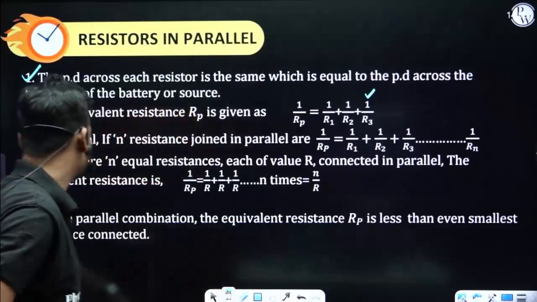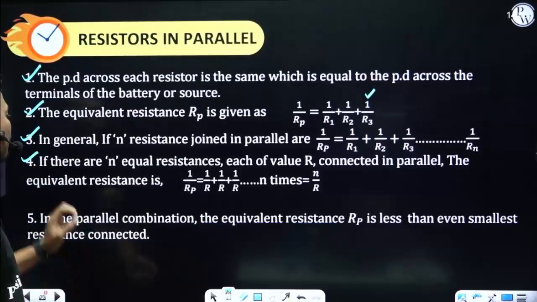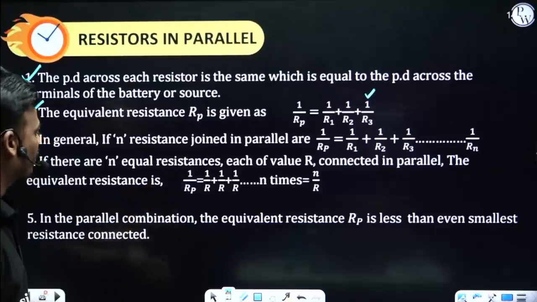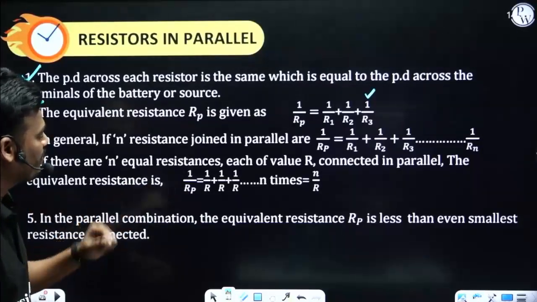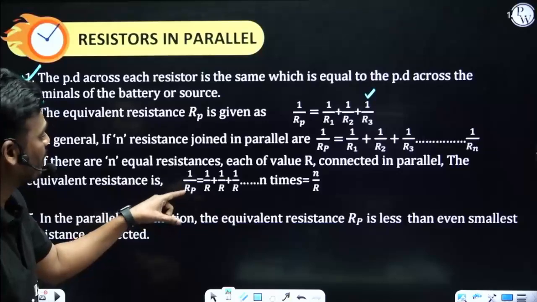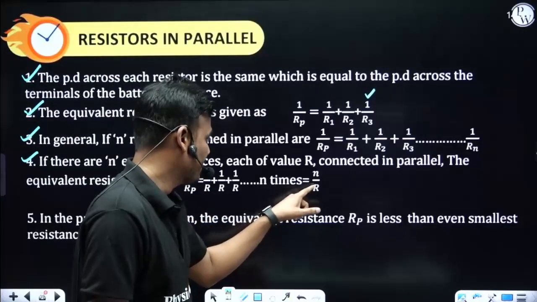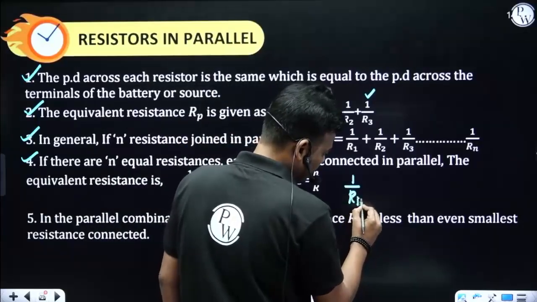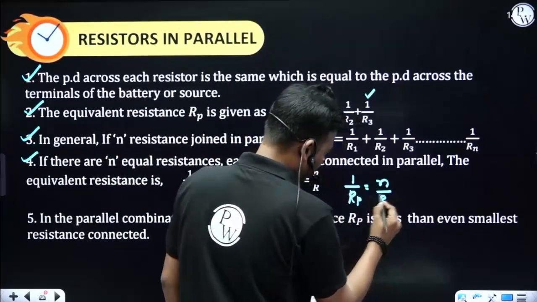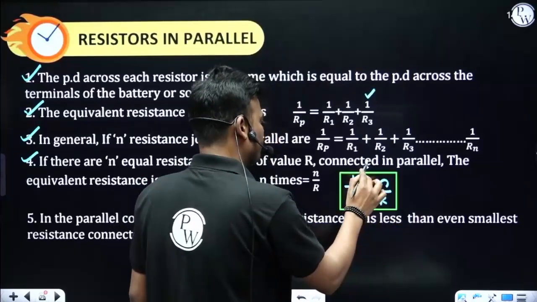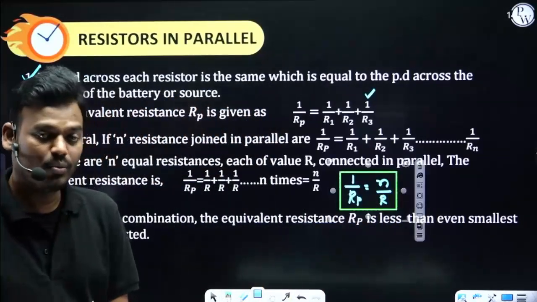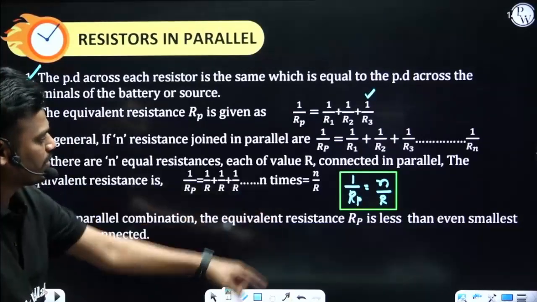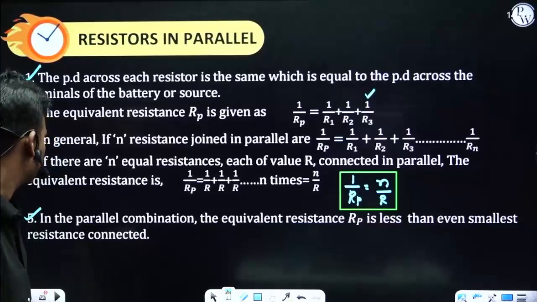What if all the resistance values are the same? For that, here we have a fourth point. If there are n equal resistances, each of value R, connected in parallel, the equivalent resistance is 1 divided by Rp is equal to 1 by R plus 1 by R plus 1 by R and so on n times, that is equal to n divided by R. So if all the resistance values are the same, you can do it this way. R means the value of resistor.